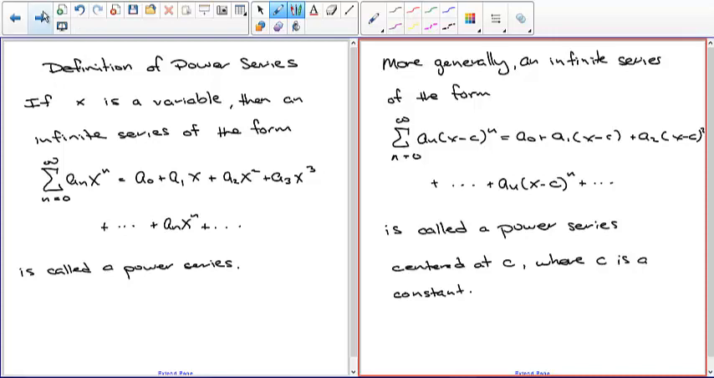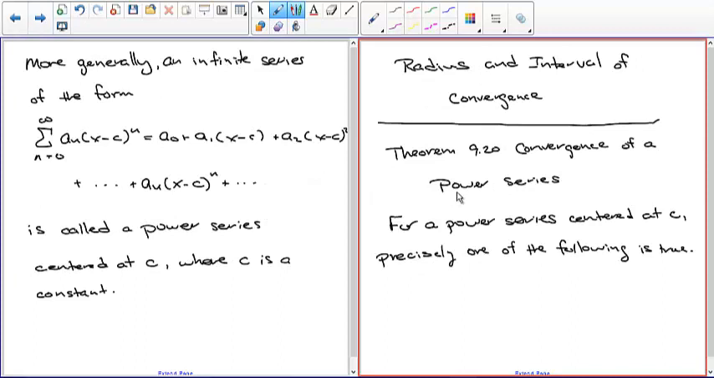So what we're going to do is talk about two things. One's called the radius and interval of convergence.